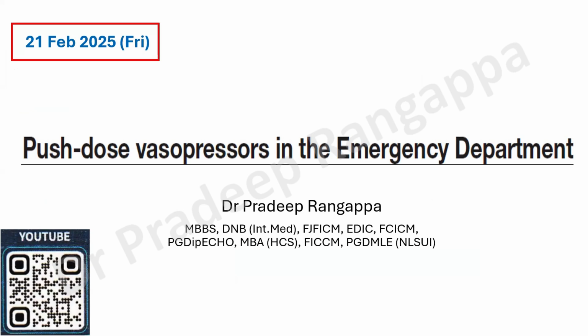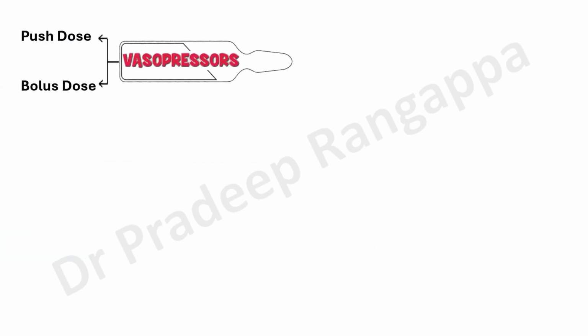So the topic is push dose vasopressors in the emergency department. I'm sure many of the anesthesiologists who may be listening are pretty adept at using push dose in the operation theater settings. And of course, emergency physicians also tend to use this. So what do we mean by push dose vasopressors?